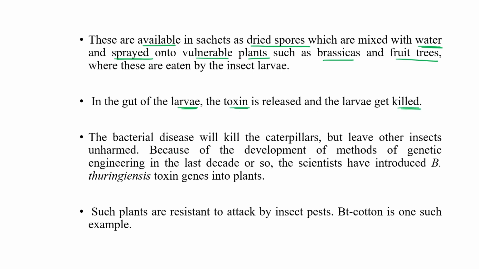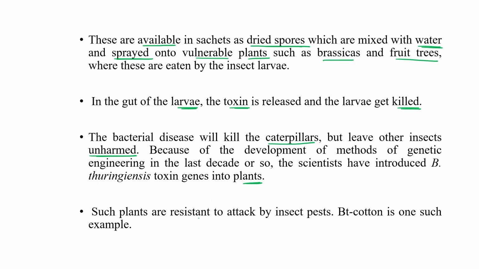And this toxin is released by whom? That particular bacterium. So the bacterial disease will kill the caterpillar but leave other insects unharmed, because they are not the natural enemy of other insects. Because of the development of genetic engineering in the last decades, scientists have introduced this Bacillus thuringiensis toxin gene into plants as well. So they developed genetically modified crops like BT cotton and BT corn.